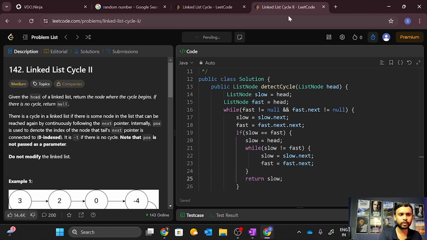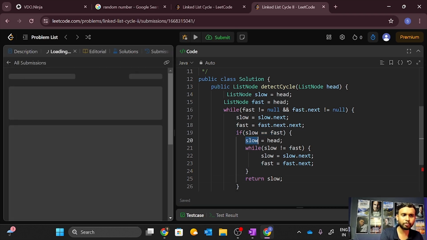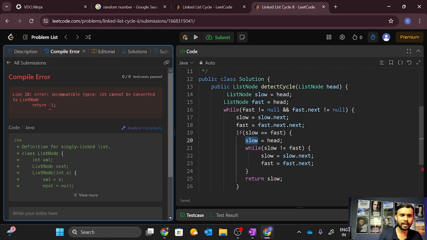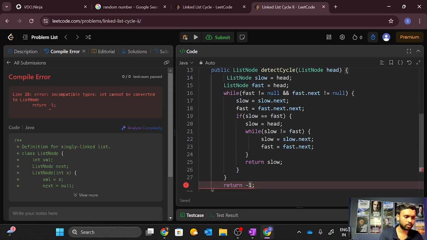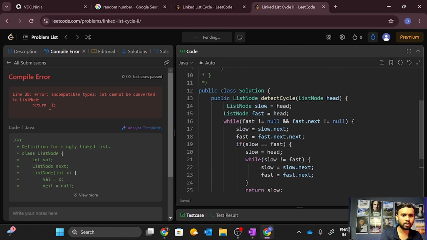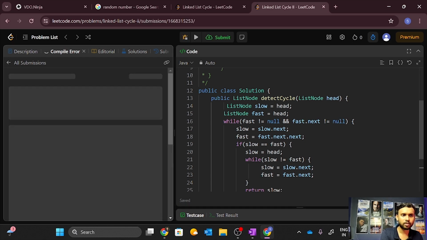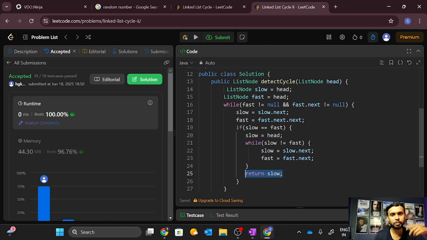Will this work? Let me quickly check it first. As soon as slow and fast are pointing to the same node, I am moving my slow pointer to the head, and then I am checking until they are equal. Okay, I need to return null, I think. In the question it is a little bit different, so I need to return null. Yes, it is running. After moving one of the pointers to head, we increment both pointers by one step, and once they are equal, I can come out and return that node, and that will be the starting point of the cycle. And it is working.